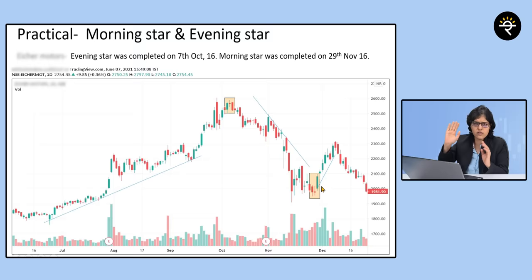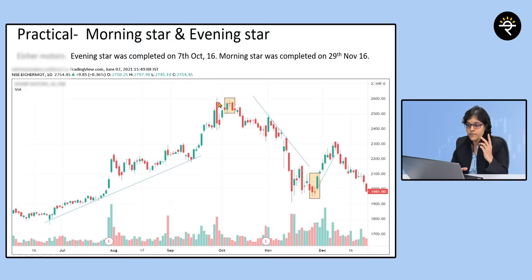Okay, and here you can see how beautifully the stock has moved up after the morning star pattern, right? Which was the second one? Second one was the evening star pattern. And in the same stock, you could see an evening star pattern right up on the top. And you can see that it was such an amazing run up for the stock.